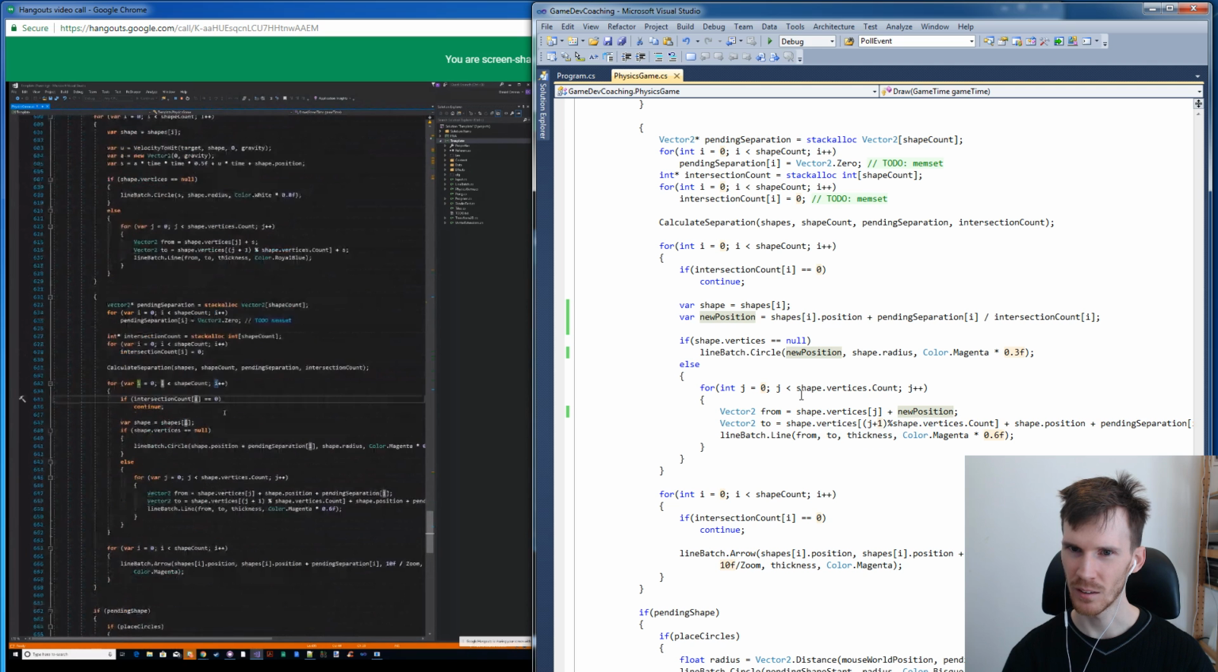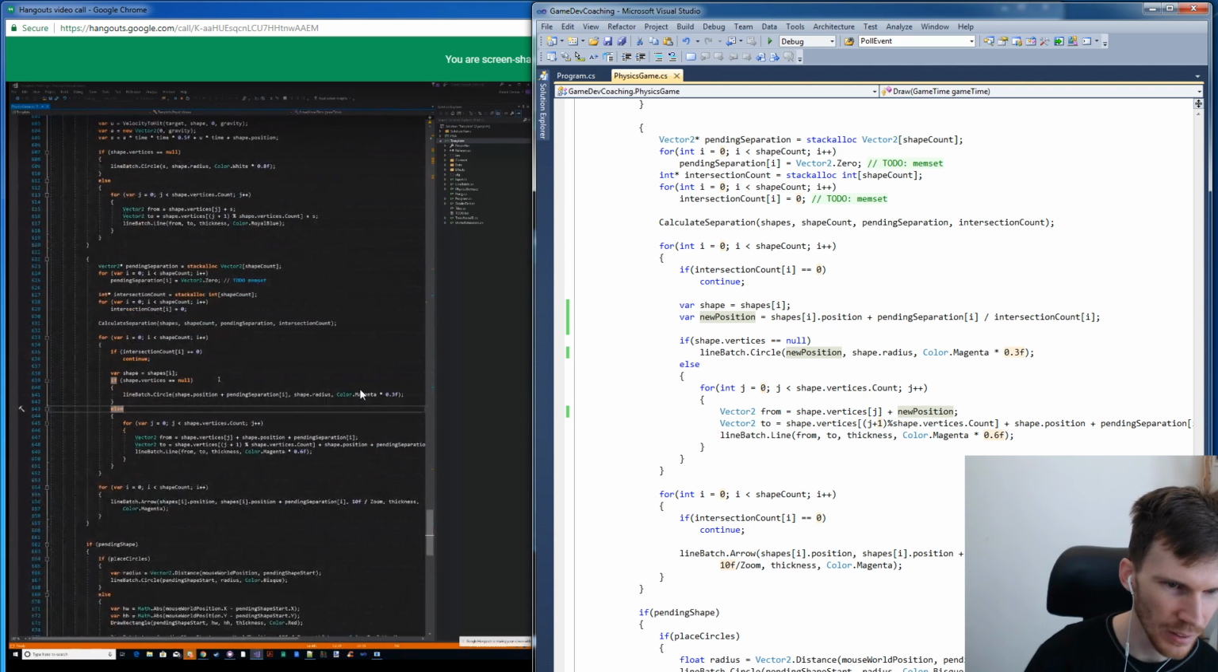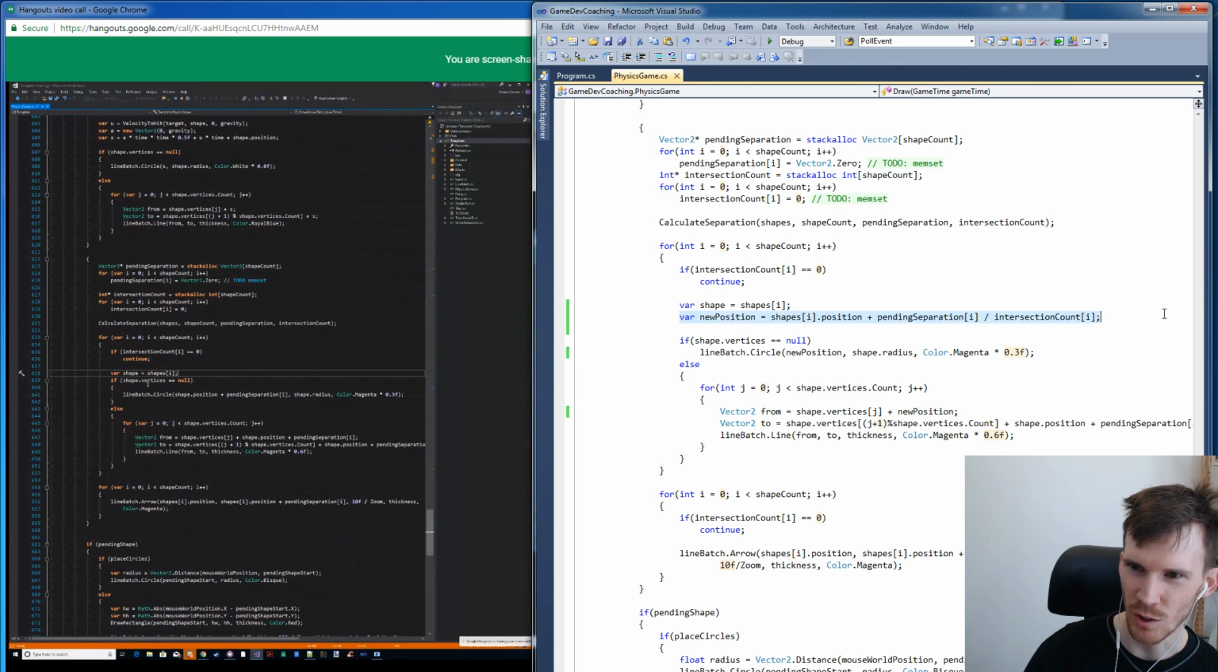Where do we draw the arrow? I've lost you. So, yeah, I've just added this new position here.